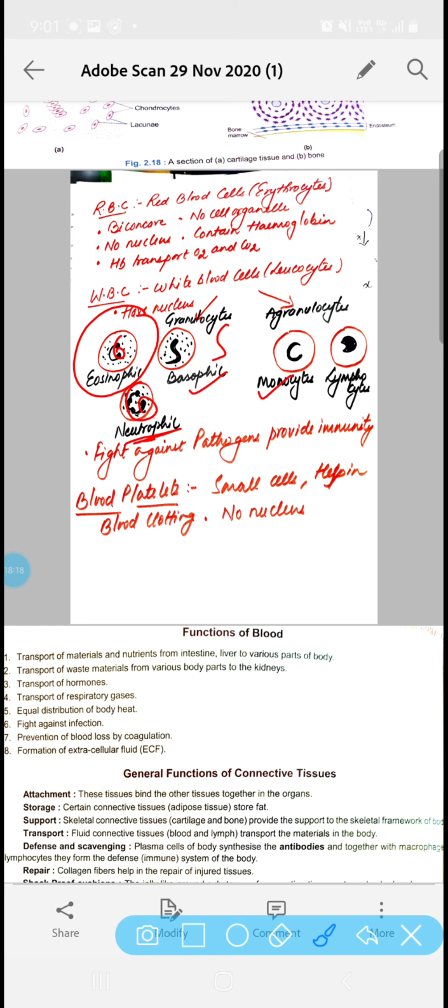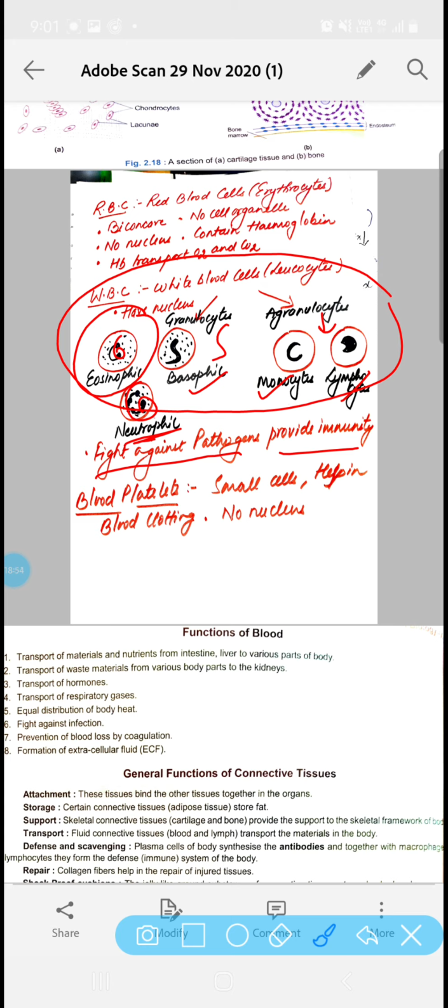Now monocytes and lymphocytes are the categories of agranulocytes. If we talk about the WBCs overall, they are also called the soldiers of our body. Why are they called soldiers of our body? Because they fight against pathogens and provide immunity to our body. In amount, they are 5 to 10,000 in number in our blood. Okay, and they have a well developed nucleus, and as we have discussed, the shape of the nucleus varies.